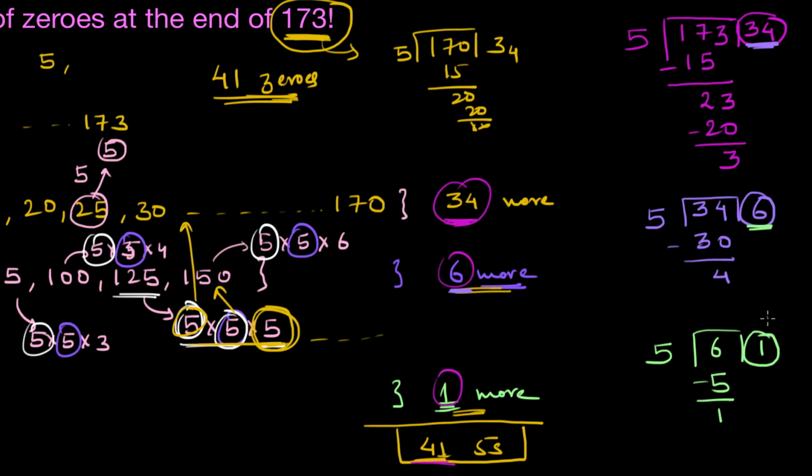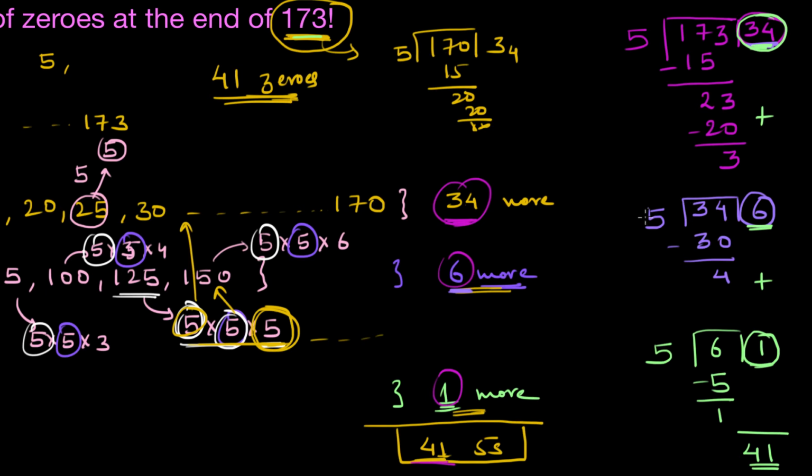Now when I add all these quotients, 34 plus 6 plus 1, I'll get 41 as my answer. Now I cannot go further because 1 won't be divisible by 5. So I'll just leave it here. I'll not go beyond this. But I can clearly see that whatever the number given in the factorial is, just start dividing it by 5, and whatever quotient you obtain will represent the number of 5s you will obtain.